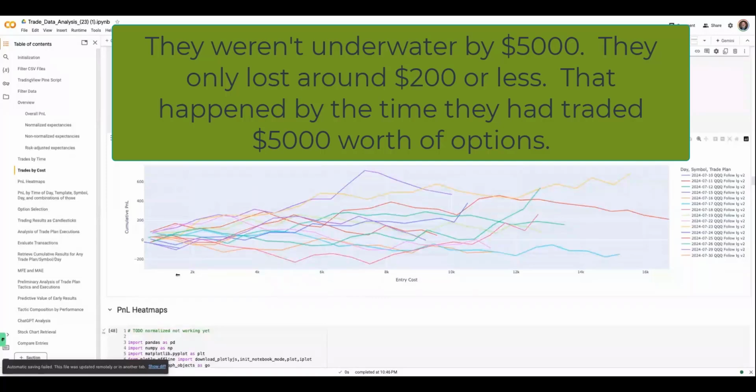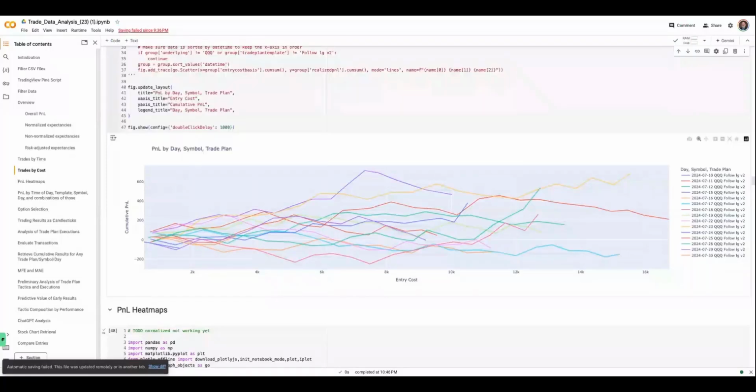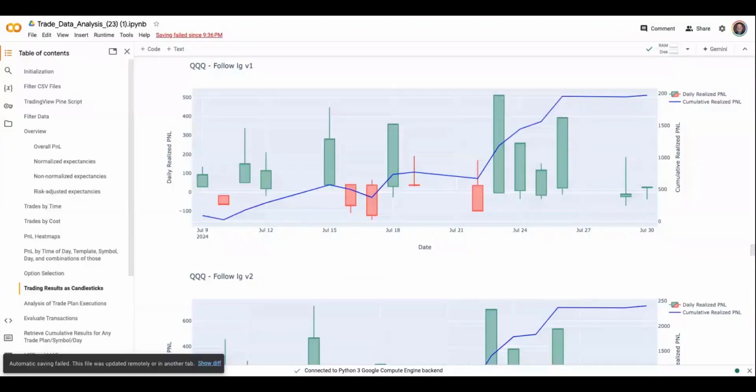And so next we'll take a look at the actual live performance. Oh, and actually, before we go there, let me just show this. There was one other thing that put me over the edge, meaning, when I say put me over the edge, gave me the confidence to trade these trade plans live, and that was looking at what I call trading results as candlesticks. So in this case, each candlestick represents a day of trading.